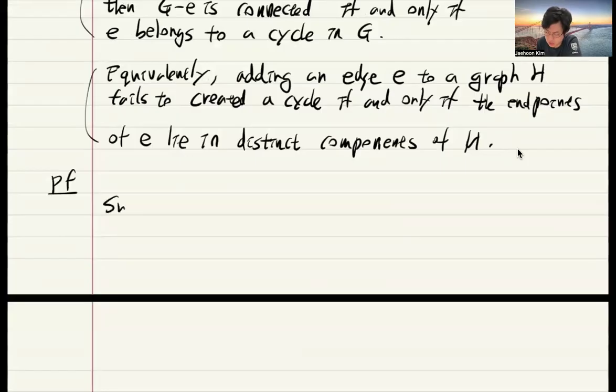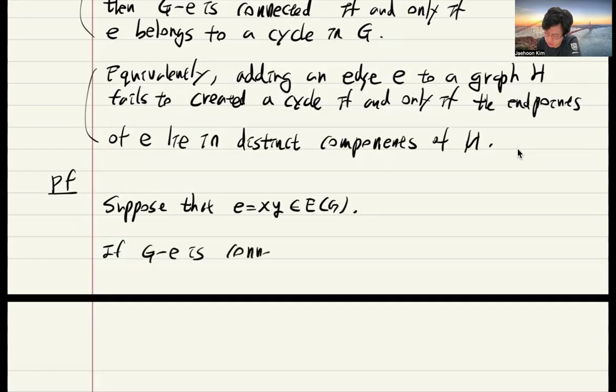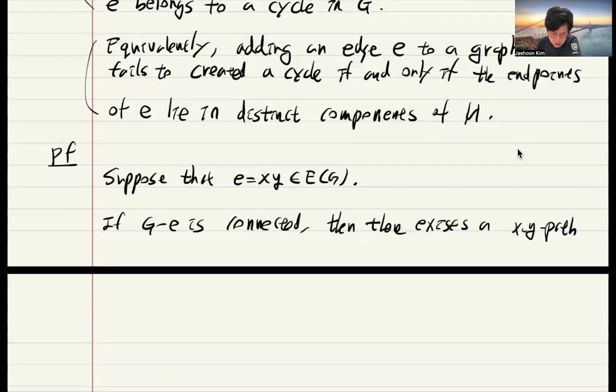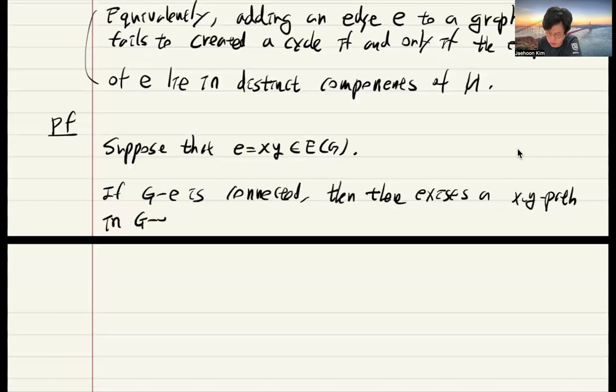So let's prove this. Suppose that this E has two endpoints X and Y. And if G minus E is connected, then there exists an XY path in G minus E. And this with E gives a cycle.